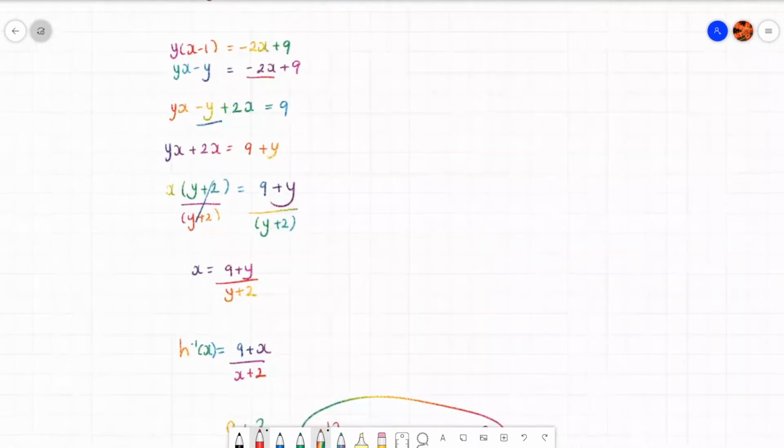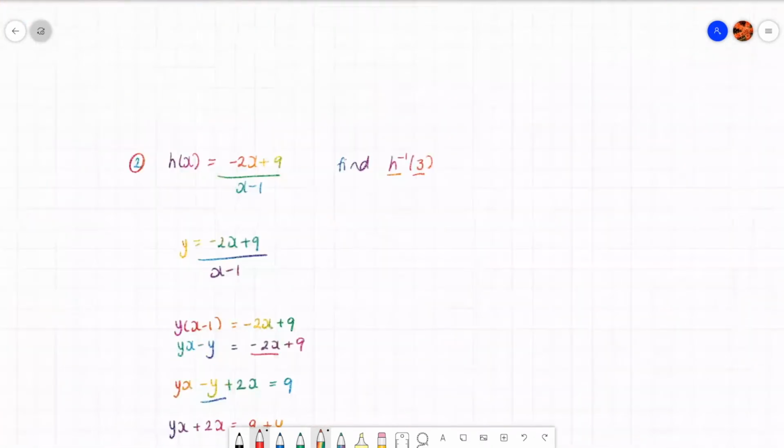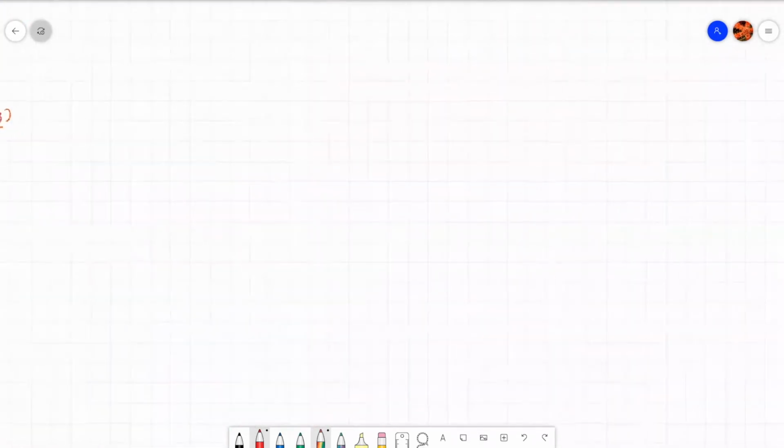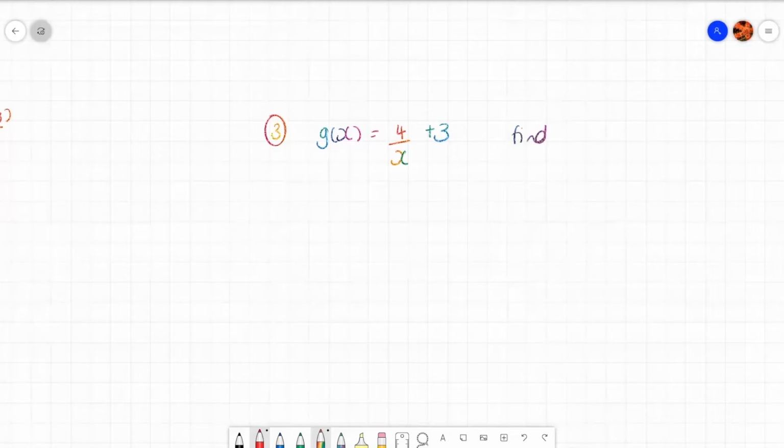Let's do one final one before we end our session. This was example number 2. Let's do example number 3. So we are going to do g of x equals 4 over x plus 3, and we are finding g minus 1 of 1.